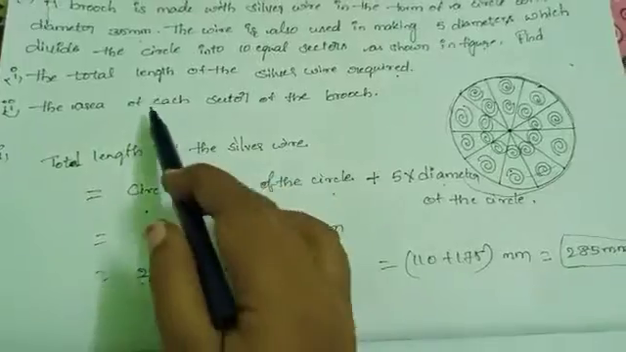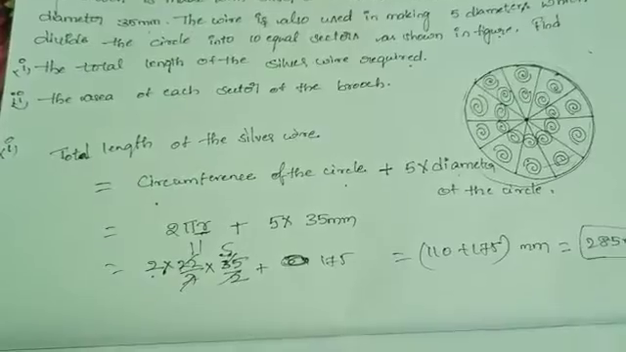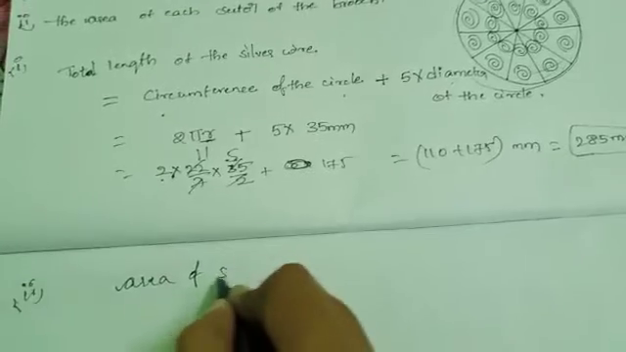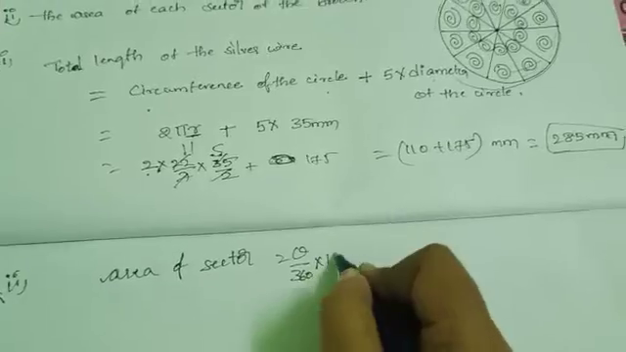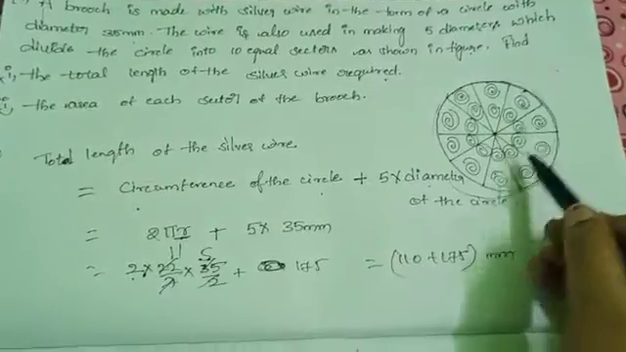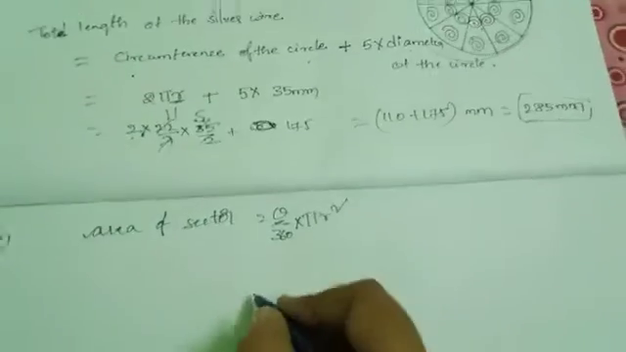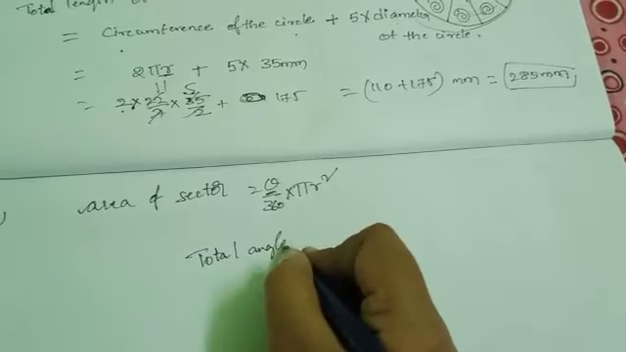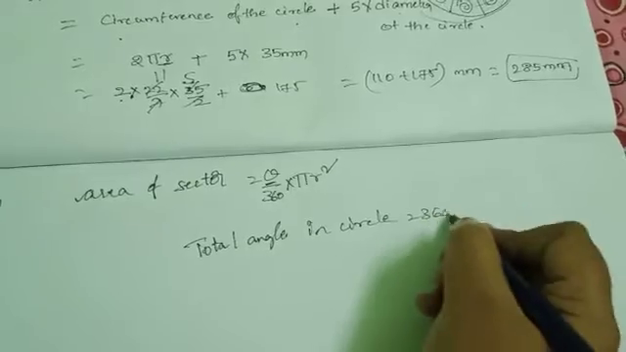Clear? Next question, the area of each sector of the brooch. What is the area of a sector? Area of sector equals theta by 360 degrees into pi r square. Here what is the theta value? How many sectors? 10 sectors. The total angle in a circle is 360 degrees.